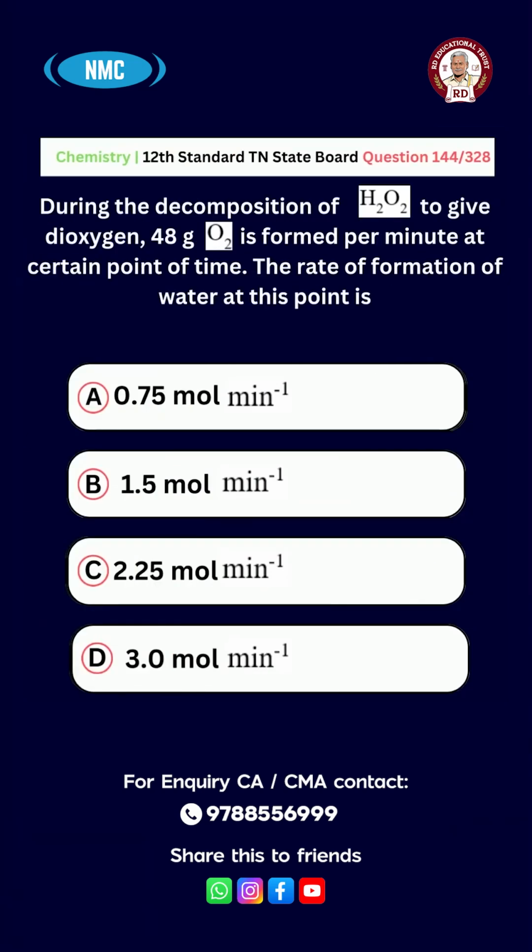Question number 144. During the decomposition of H2O2 to give dioxygen, 48 gram O2 is formed per minute at certain point of time. The rate of formation of water at this point is option A 0.75 mole minute inverse, option B 1.5 mole minute inverse, option C 2.25 mole minute inverse, option D 3.0 mole minute inverse. The correct option is option D 3.0 mole minute inverse.